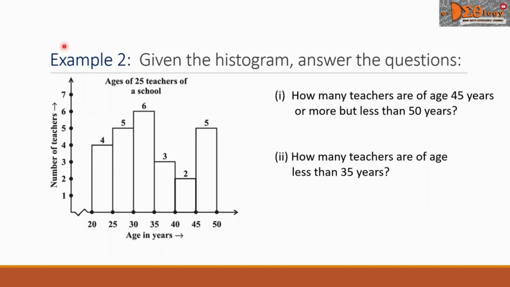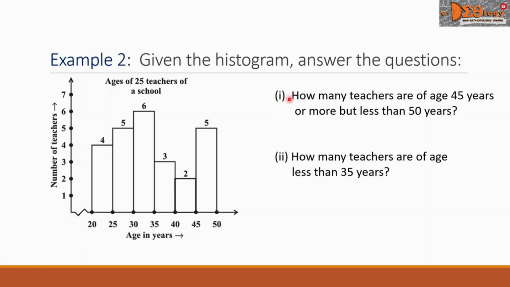In our vertical line, this is the frequency of teachers. For our horizontal line, these are the ages in years of the teachers, and we put the class limits. Note that it started with 20, then 25, 30, 35, up to 50. That means the ages of the teachers are from 20 up to 49. Also, there are no teachers below 20 years old.